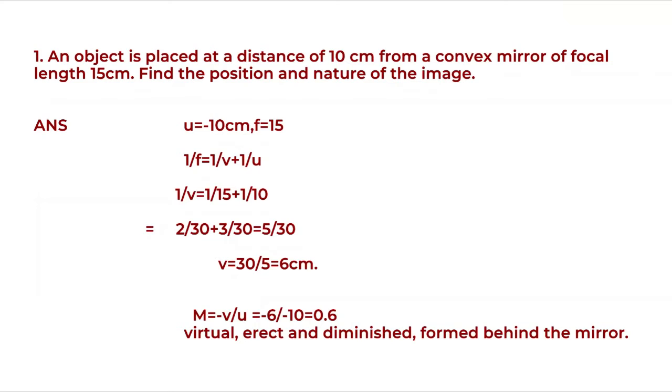Concave mirror at C position. It will be minus 1 then. I am talking about virtual, erect, and same size as the object.